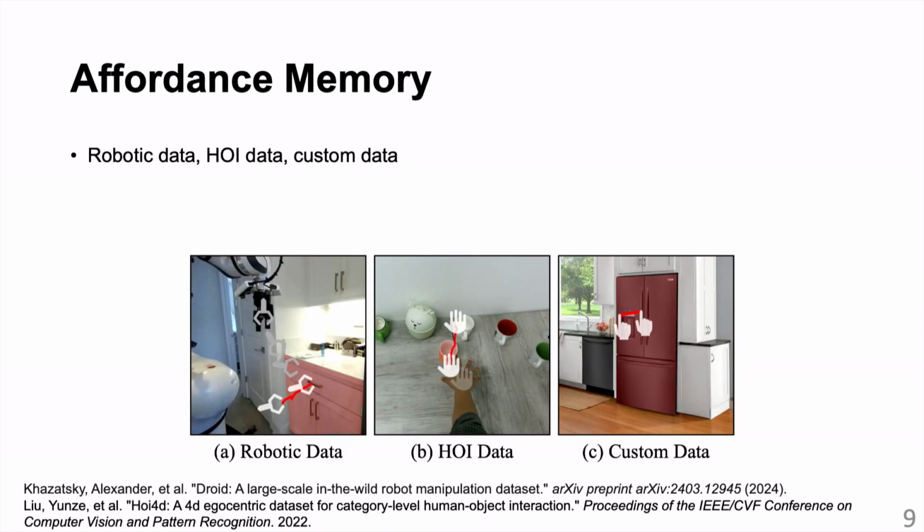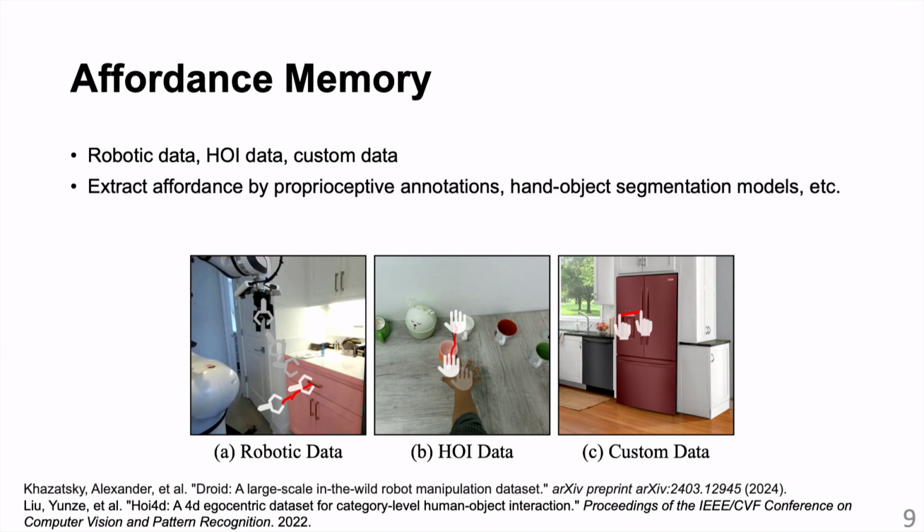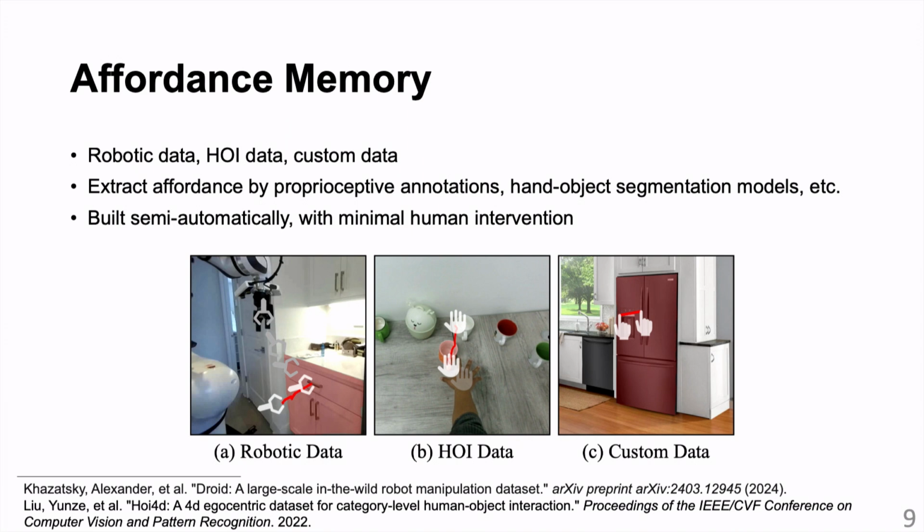Diving into details, our affordance memory is constructed from robotic data, which is from JOY datasets, human data, which is from HI4D, and our self-collected custom data. We extract affordance from this data by their proprioceptive annotations, hand object segmentation model, etc., to make the affordance memory built semi-automatically with minimal human intervention.